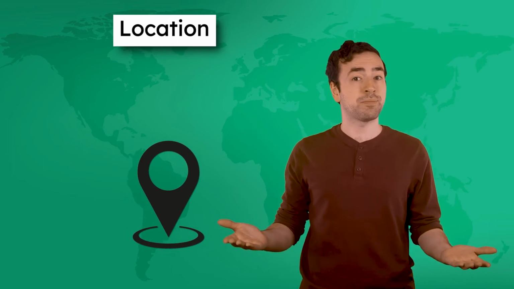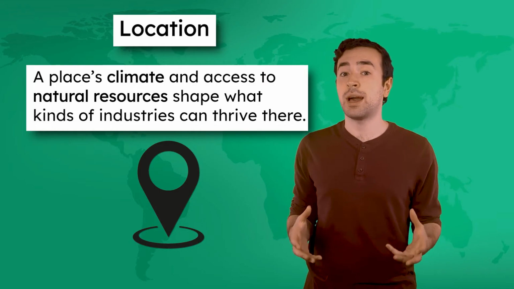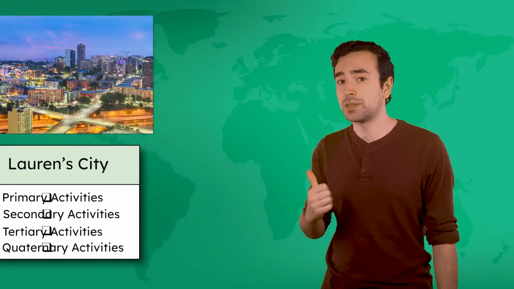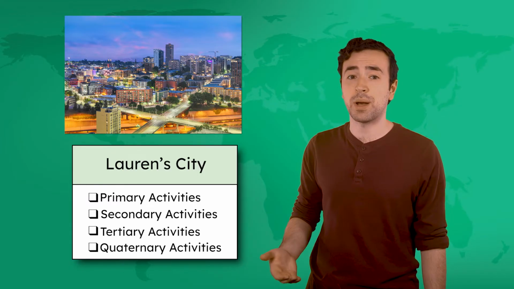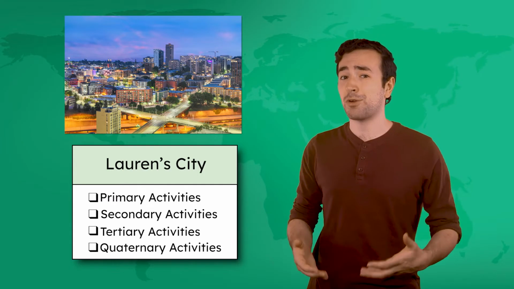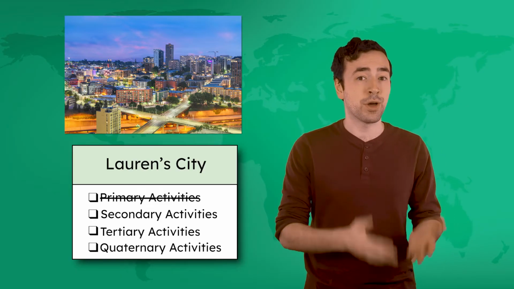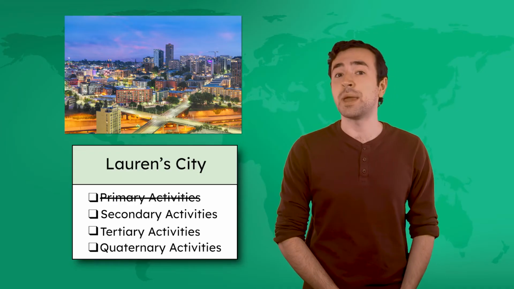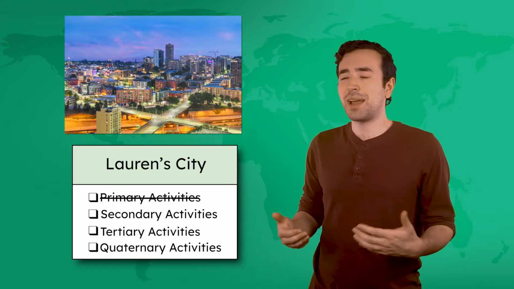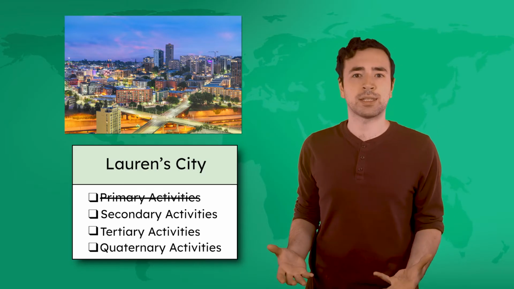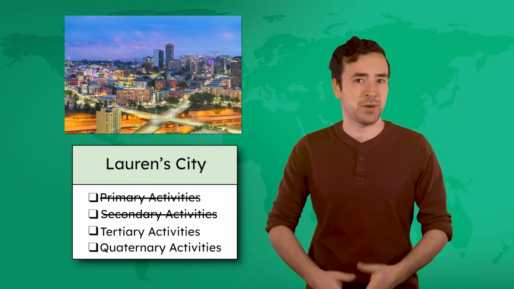First up, location. A place's climate and access to natural resources shape what kinds of industries can thrive there. Lawrence City is located in an urban center with no farmland or forests nearby, so primary activities like agriculture are probably rare. Lauren will likely have to get her coffee beans from another region where agriculture is a major industry. And with very limited space in Lawrence City, there might not be a local factory that processes coffee beans. So Lauren might also have to rely on other regions for this secondary activity.